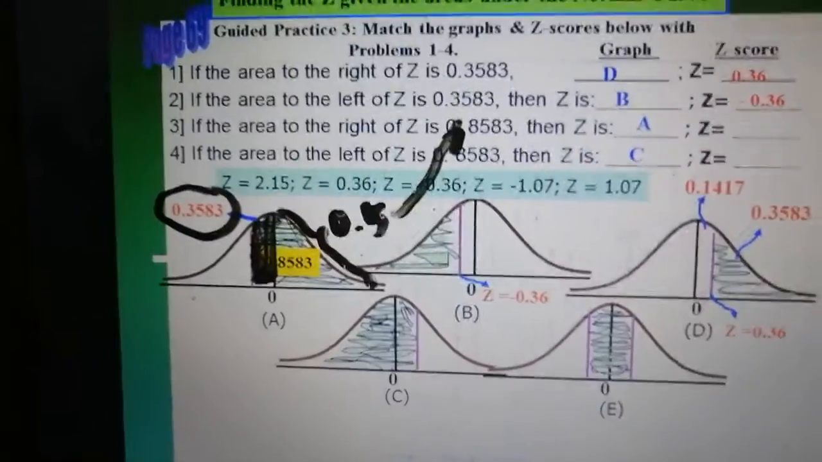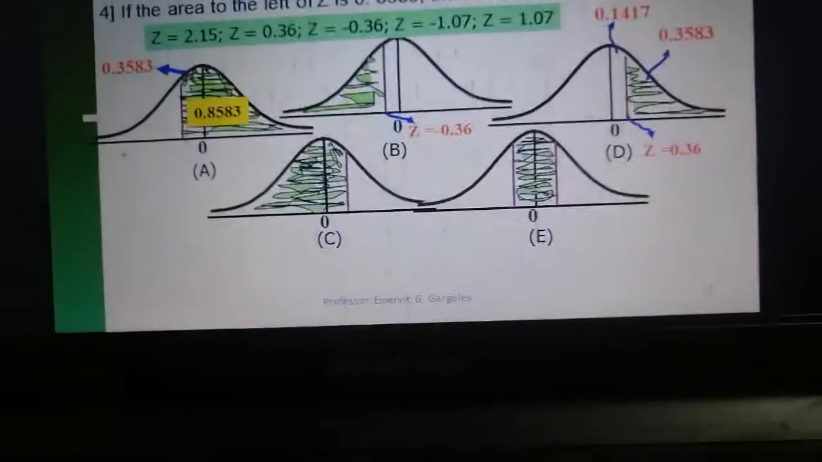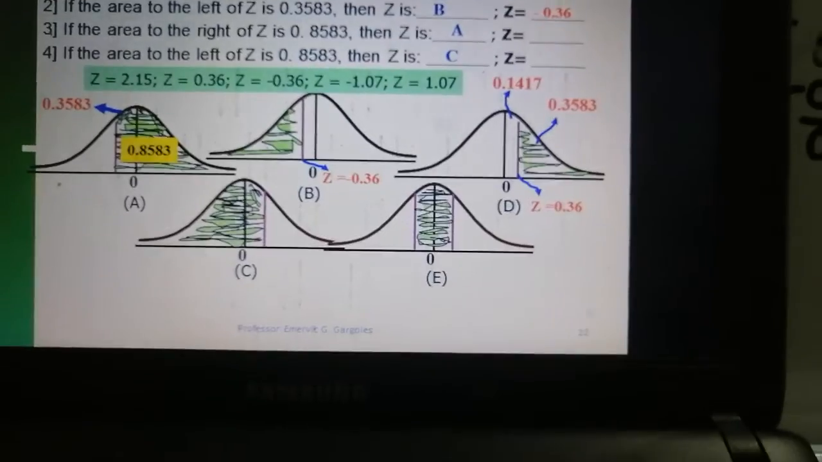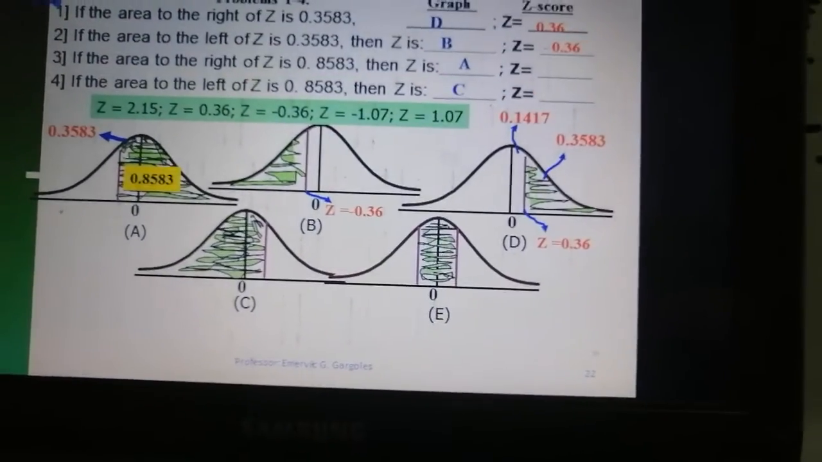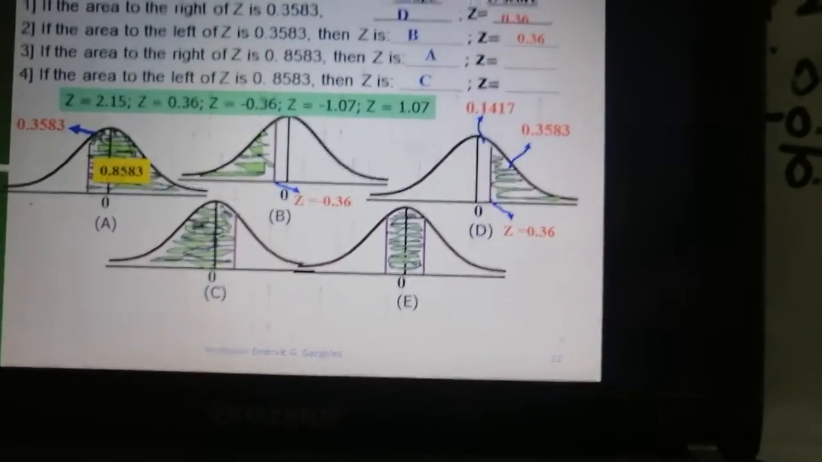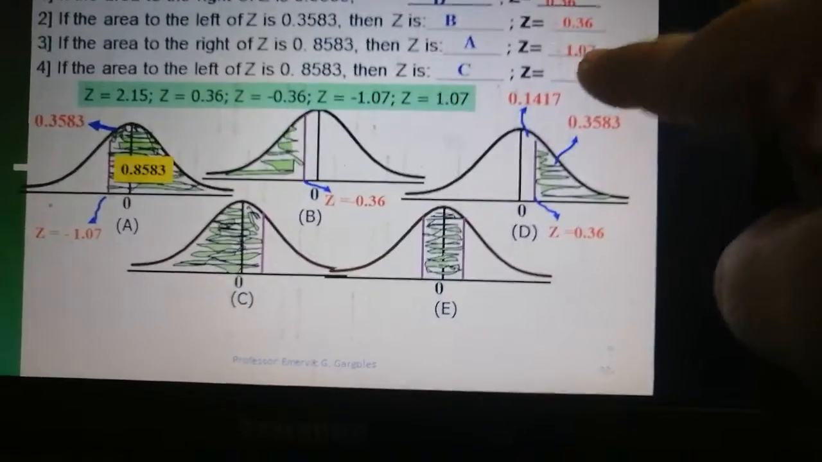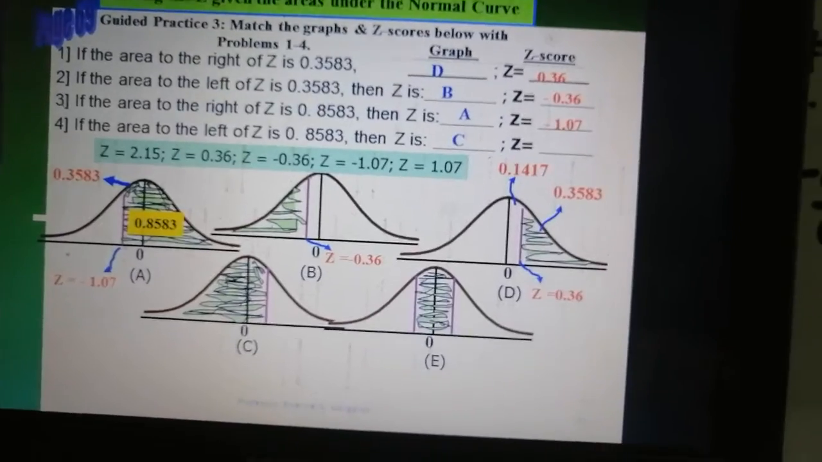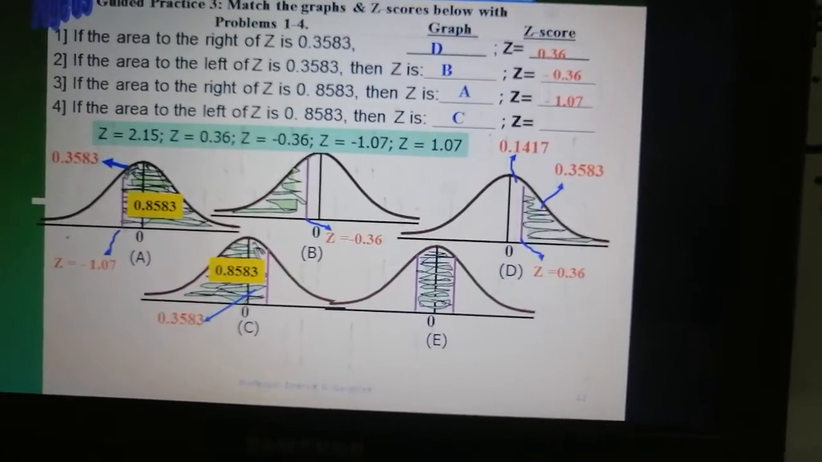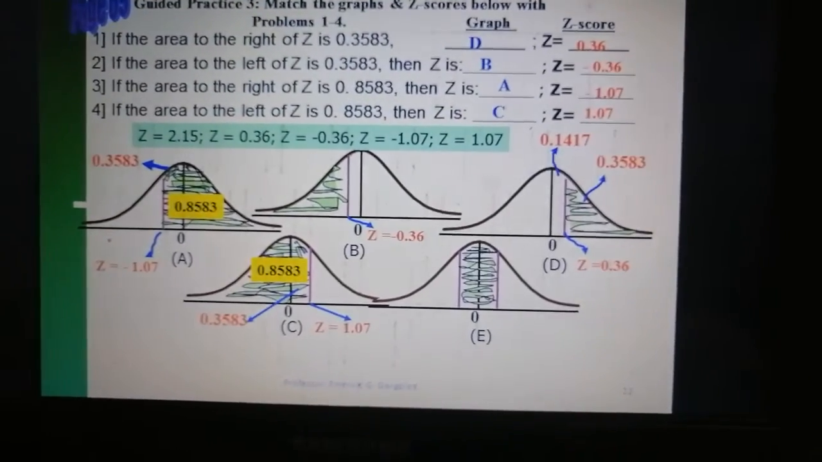So that is 1.07. Question. Is it positive or negative? Let's raise hands. Is it going to be positive or negative? Oh, it's going to be negative. Why? Because our z can be found on the left side of the distribution or on the lower distribution. So we write here negative 1.07. For number 4, that is the same as number 3. So we just have to make it positive 1.07. I hope that one is clear.